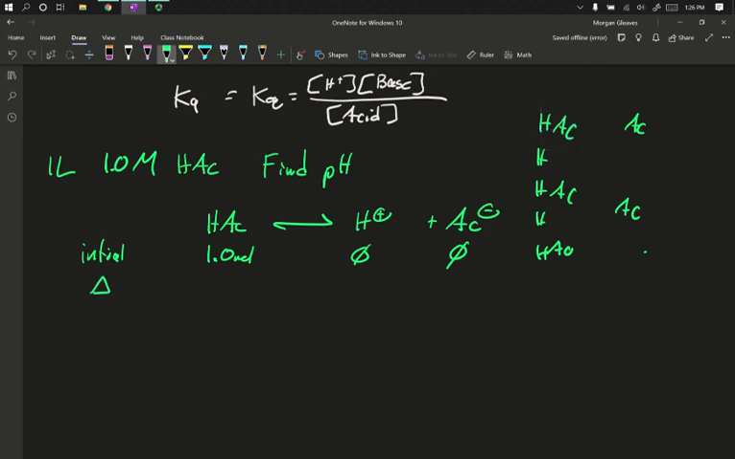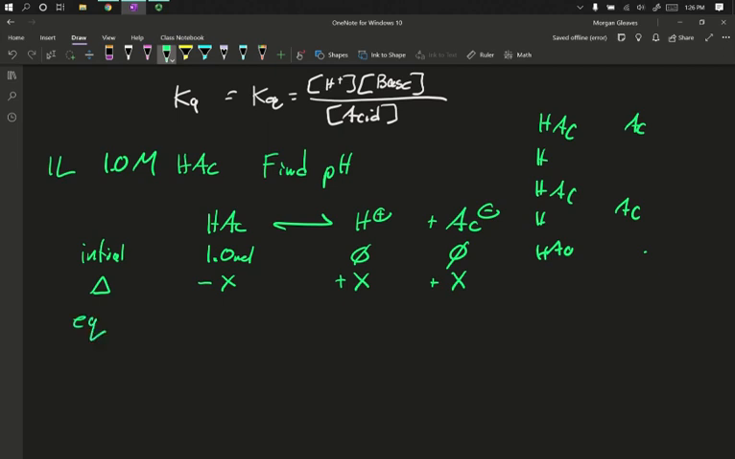So there's going to be a change. I'm going to lose some of my starting materials. Well, every time one of them falls apart, I'm going to make just as many of my product. For every one acetic acid that breaks apart, I'll get one acetate and one H plus. So I don't know how many that is, but whatever the amount is, it has to be the same across the board.